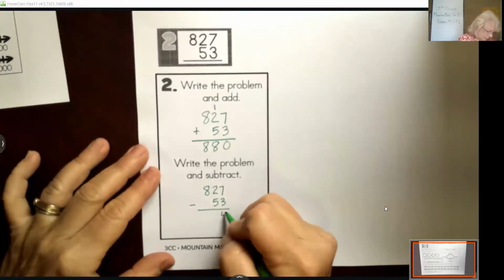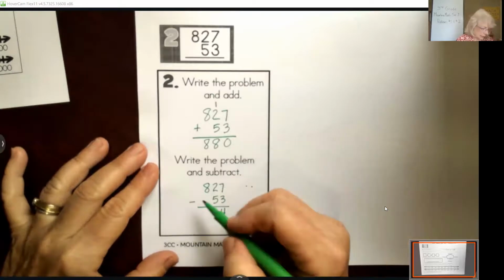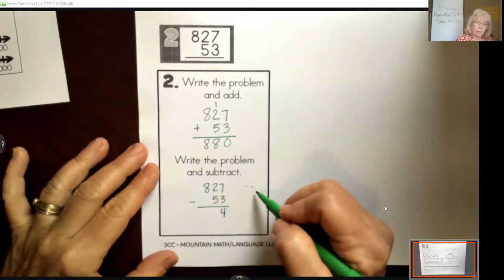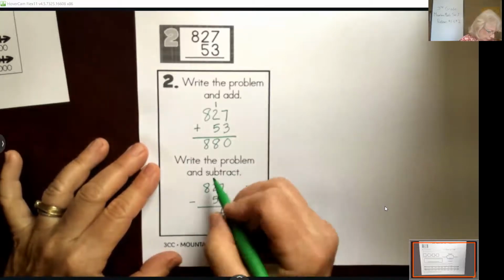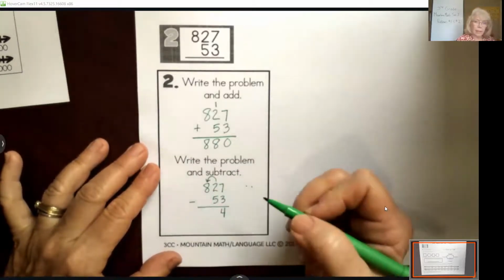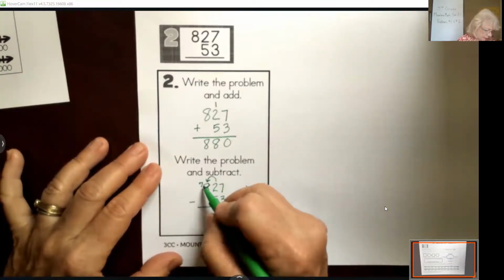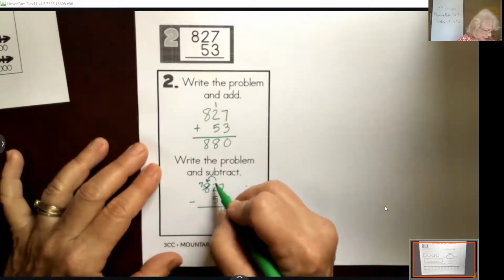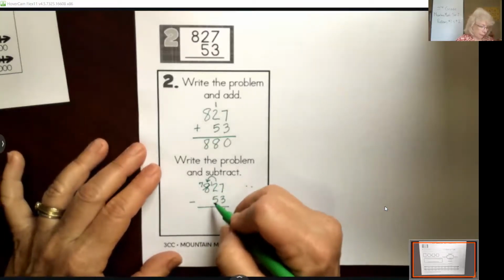That is my difference. Now, if I only have 2 cookies, I can't take away 5 in whole numbers. So we're going to have to go next door, knock on the door, and borrow one. And this 8 becomes a 7, and it has now loaned one over to this 2, and we'll call that 12, take away 5.